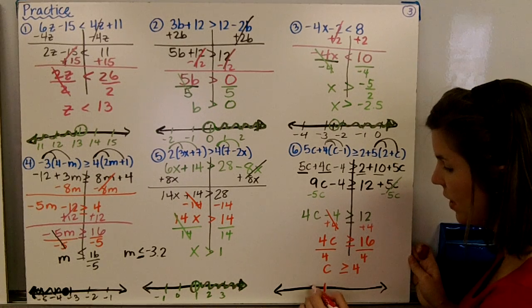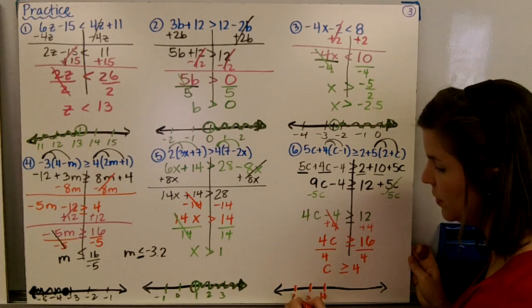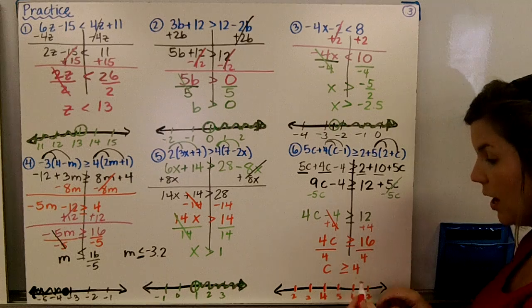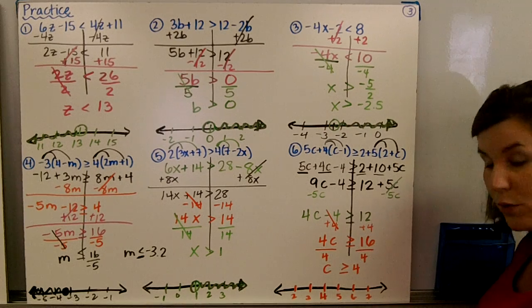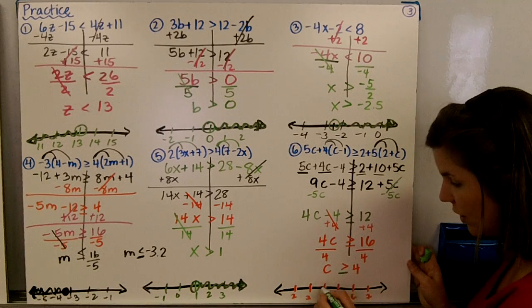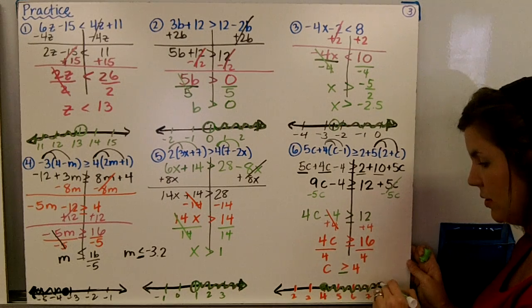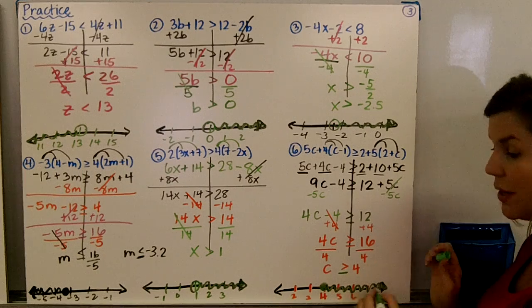Put 4 on your number line. A couple numbers bigger, a couple numbers smaller. A closed circle at 4, because I have this equal to bar, so a closed circle, and shade everything greater than 4: 5, 6, 7. Those are all bigger than 4.